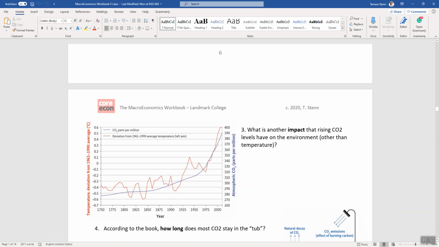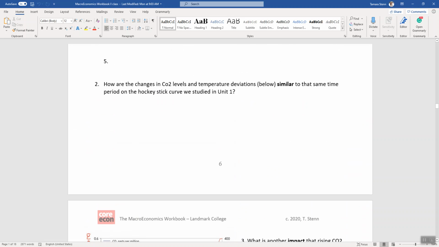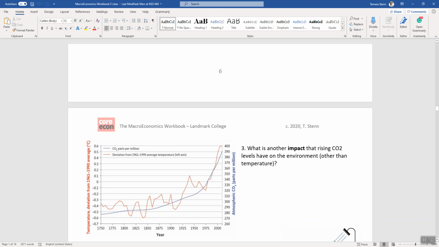Okay. Number two, we have how are the changes in CO2 levels and temperature deviations below. Okay, and I've been writing in my book, so my pages might be different. How are they similar to that of the same time period on the hockey stick curve that we studied in Unit 1? Okay, so we're starting to see that same model again, right? That is 1750, so that long drawn out, and then suddenly, 1900, 1875, boom, things start going up.